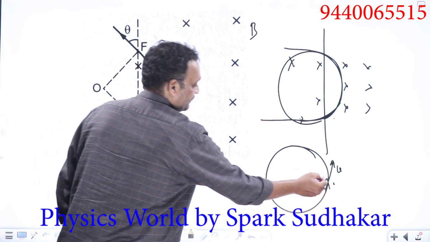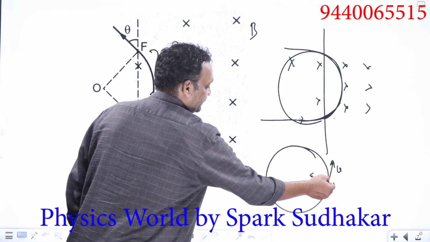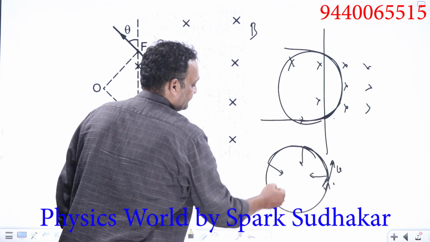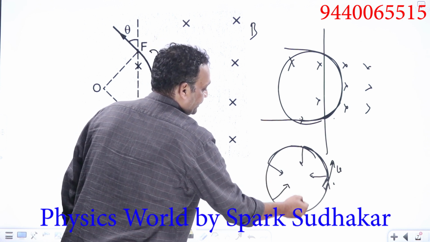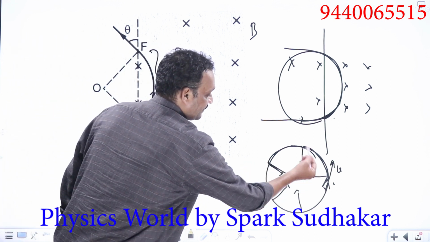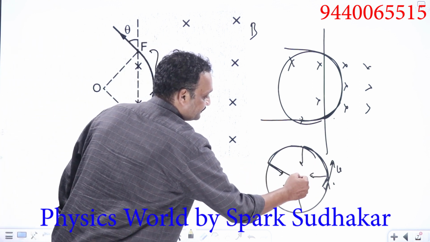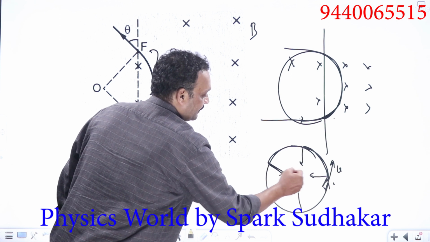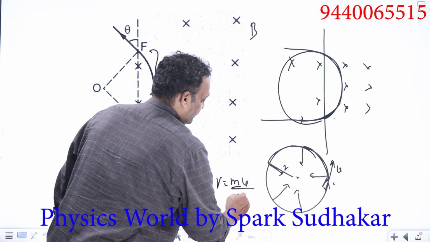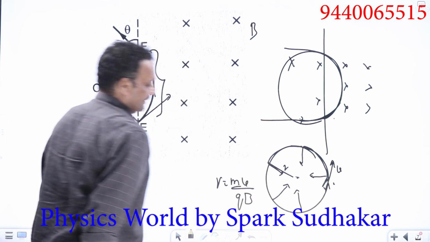Whenever the force is perpendicular to velocity and displacement, the particle's path will be bent into a circle like this. That's what we have seen. So this is now the circular path, which will have a radius R equal to mv by qB. This we have already seen in our last lectures.